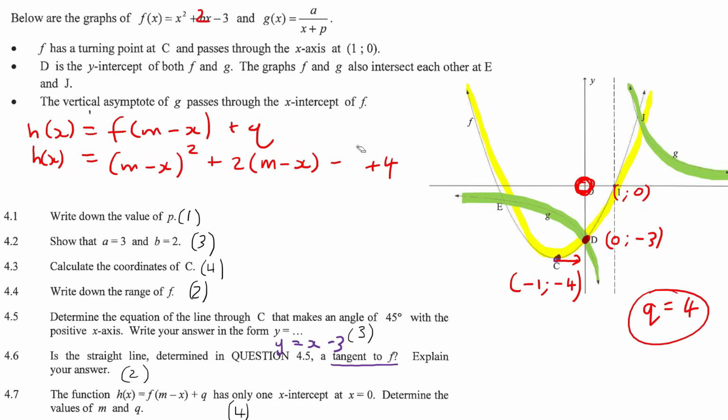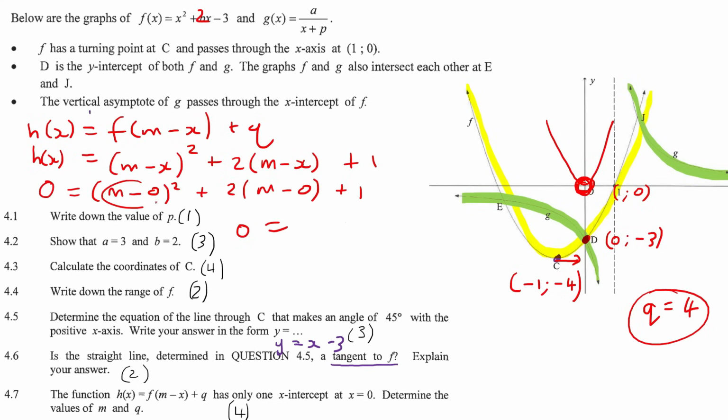Now these two together just becomes plus 1. The only unknown here is actually just m, so I just need to plug a point into this equation. We know that this graph of h has a turning point at 0, 0. So we can plug that in. The y is 0, and the x is also 0. And so that would give us m minus 0 is just m, so that's m squared. This is just going to be m, so that becomes 2m plus 1.